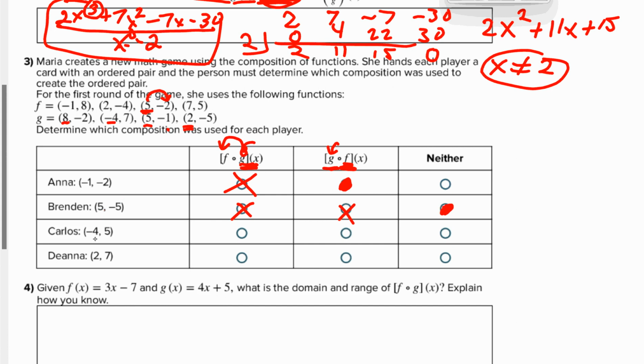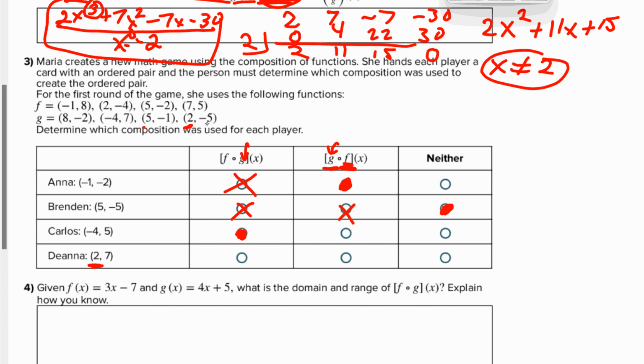Okay, negative 4, I'm going to plug it into g. I do have a negative 4 right here, and I get a 7 out. Now I want to take that 7 and plug it into f, right? Is there a 7 there? Yep, I get 5. Oh, and I do get 5, so that's this one. Okay. Then I'm going to plug 2 into g. Can I plug 2 in? Yep, I get negative 5 out here.